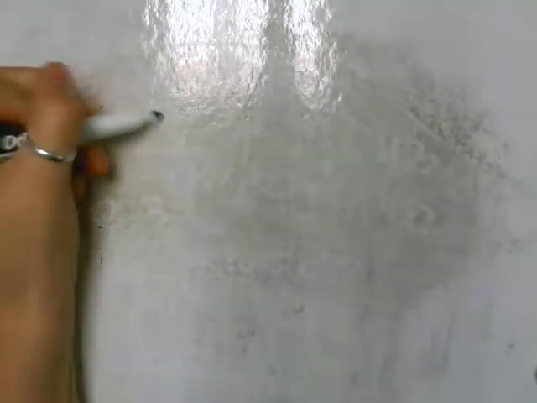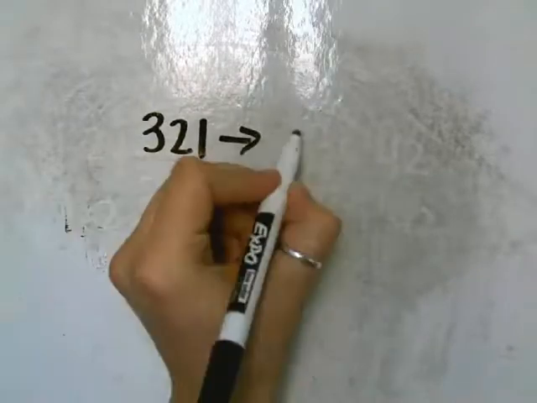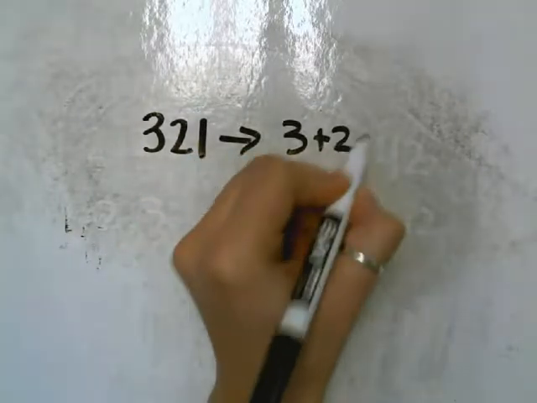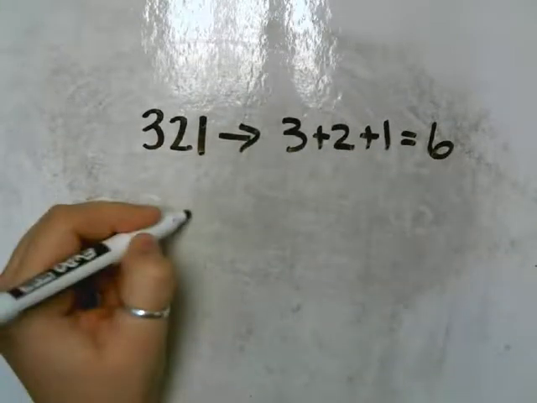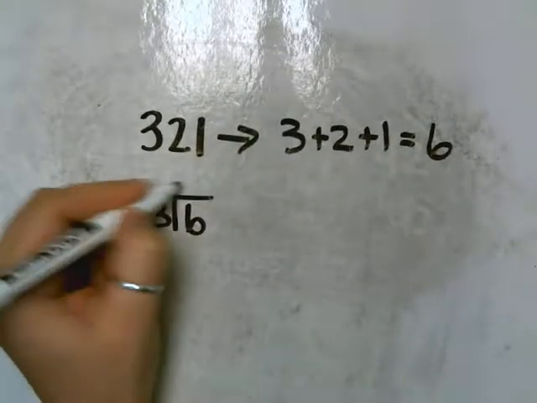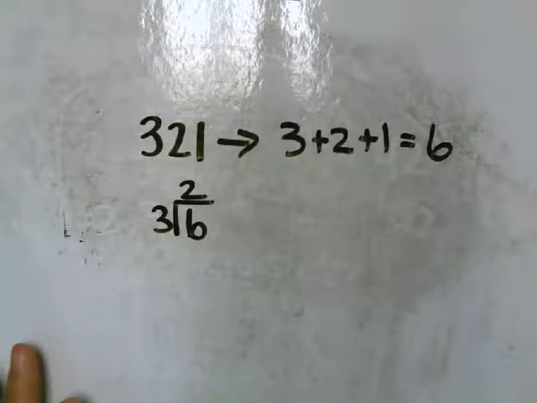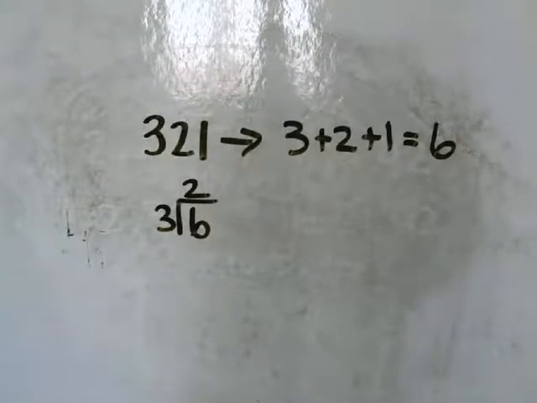So for example, if we have the number 321, and you want to know if 3 is a factor, we're going to add up the digits. So 3 plus 2 plus 1 equals 6. And 6 is divisible by 3 evenly. So since you can divide 6 by 3 evenly, 3 is going to be a factor of 321.